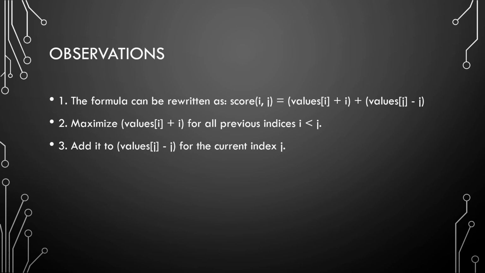Looking at the formula, we can make an important observation. The score can be broken down into two parts. Score(i, j) = (values[i] + i) + (values[j] - j). This insight helps us maximize values[i] + i for all indices i less than j, and then add values[j] - j for each index j. By tracking the maximum of values[i] + i, we can optimize our solution.